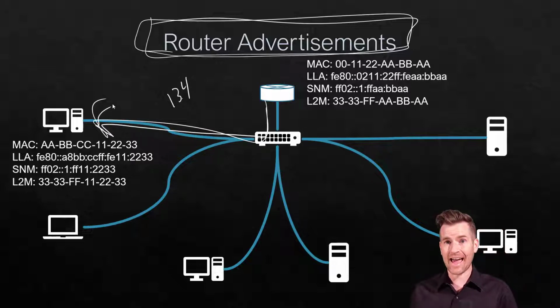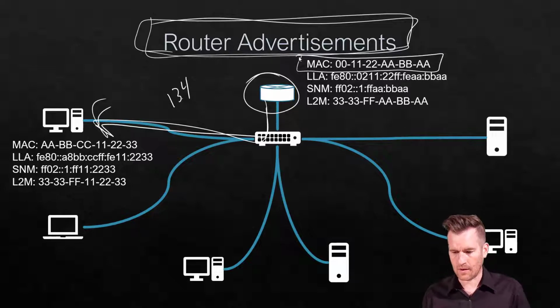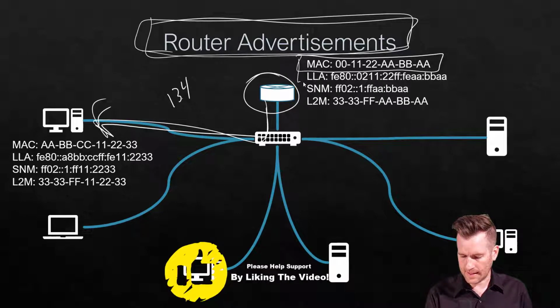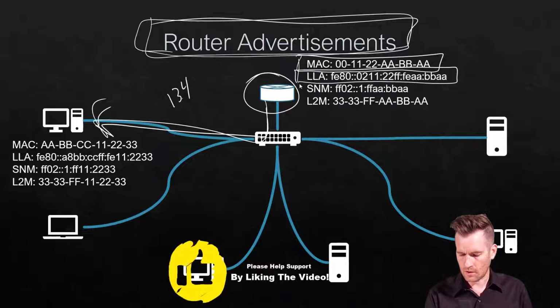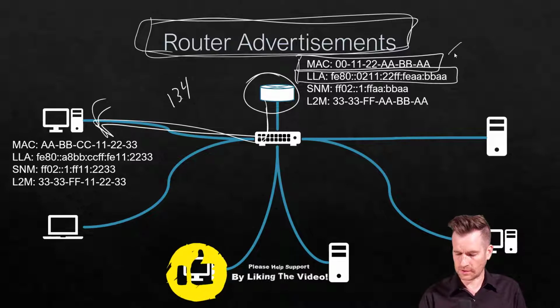Let's take a look at the addresses that are going to be sent out from this router, what the layer 2 and layer 3 source and destination addresses are going to be. So the layer 2 source MAC address is going to be its own MAC address right there. And then the layer 3 address that this router will send out is the layer 3 link local address. So those are the sources right there.